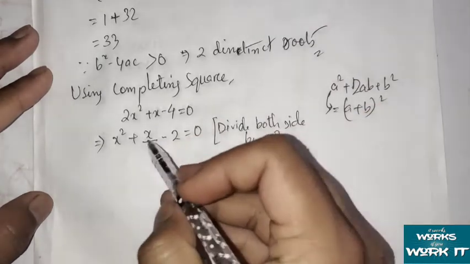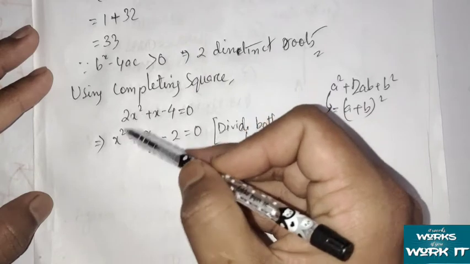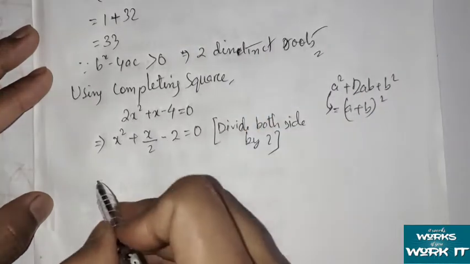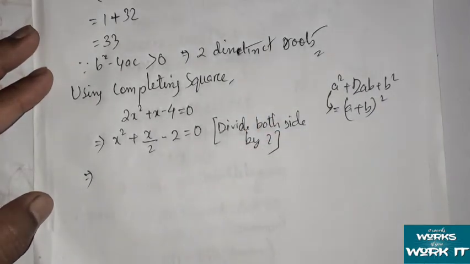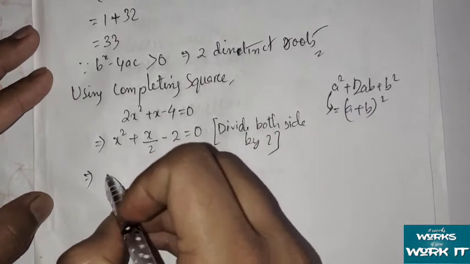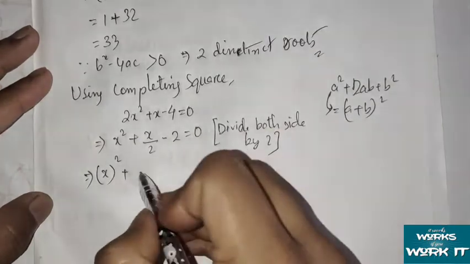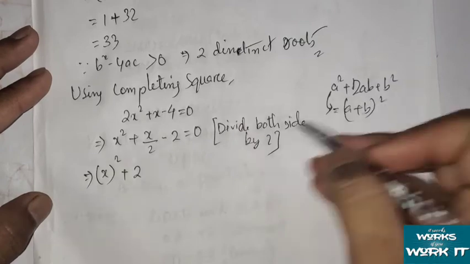Okay, so 4 by 2 becomes 2, x by 2 becomes x by 2, and 2x square by 2 becomes x square. So now we will bring up the formula here, a square plus 2ab plus b square. So this can be formed as a square, and I'm writing here x square plus next, that is 2ab we have to insert here.